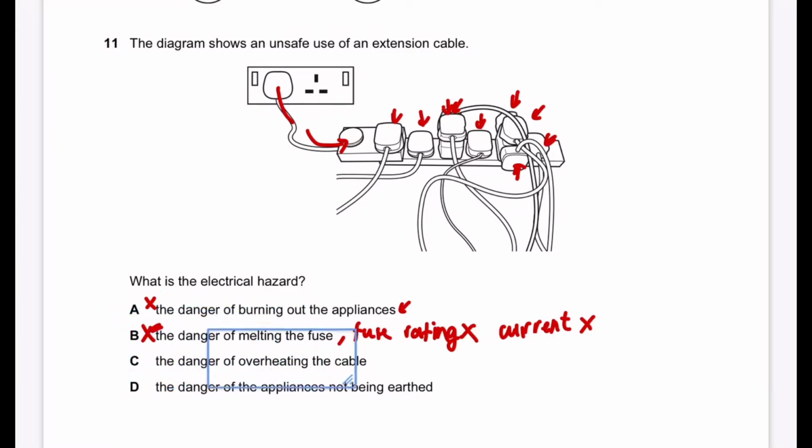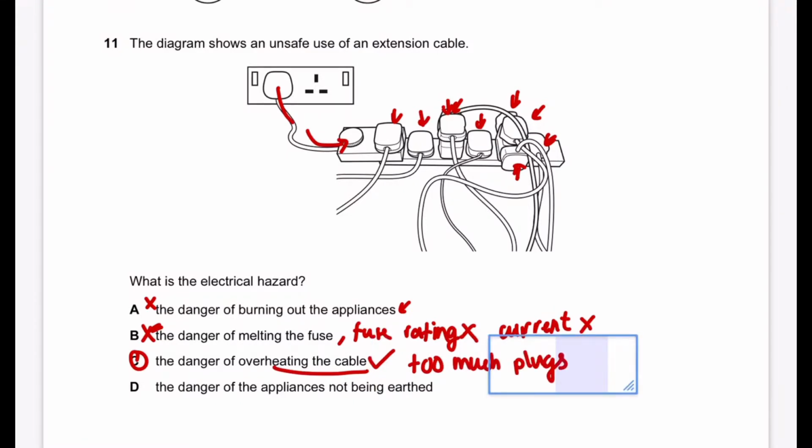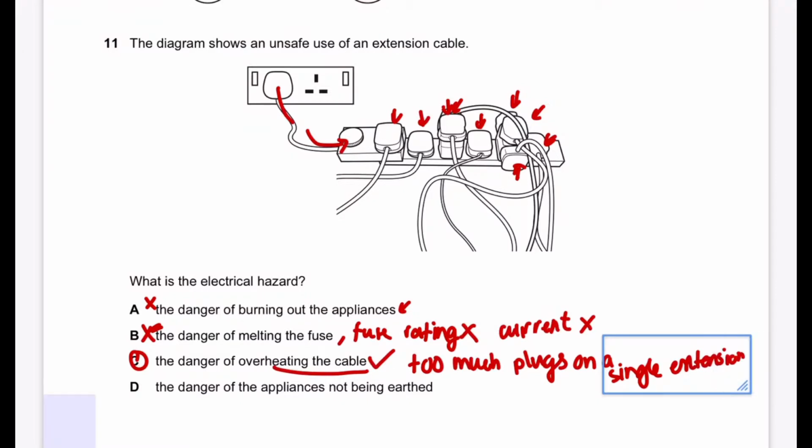Option C, the danger of overheating the cable. Okay, this is the most plausible hazard in this scenario. Too many 3-pin plugs on a single extension cable can cause an overheat. C is possible, but let us be sure and move on to option D.